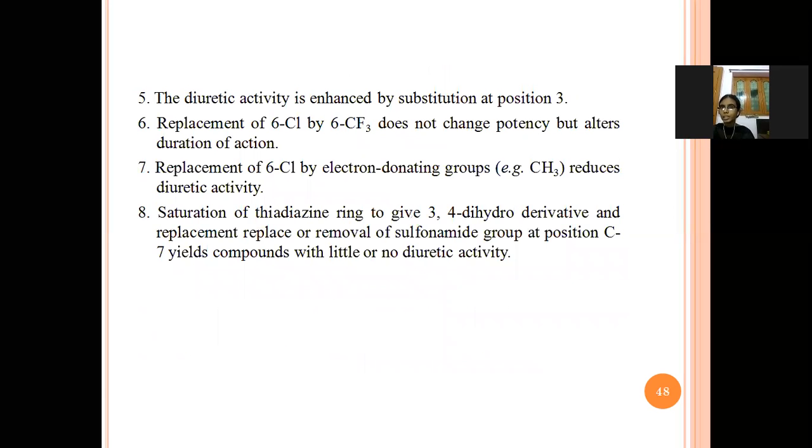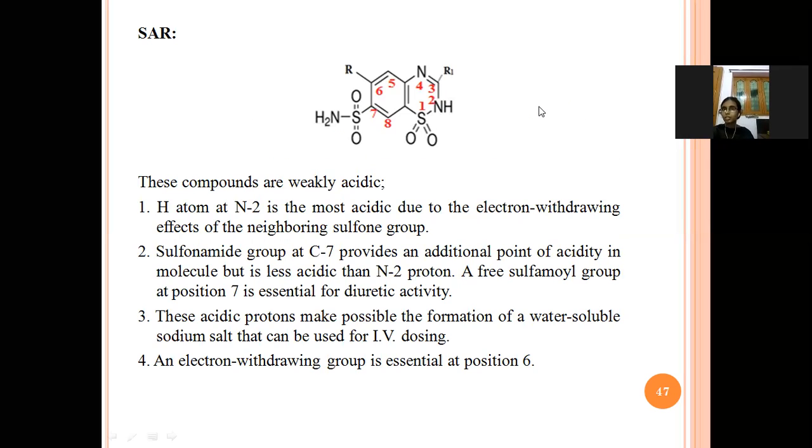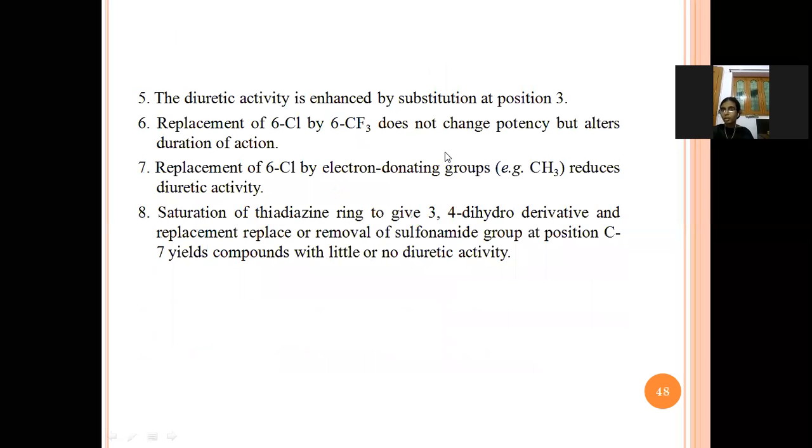Next, the diuretic activity is enhanced by substitution at the third position. See, the third position plays an important role for the activity of the diuretics. And in the sixth position, if the chlorine and the trifluoromethyl group is there, it does not change the activity, but it will alter the duration of action of the drug.